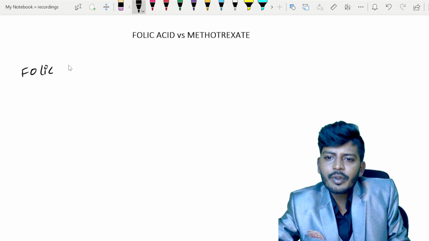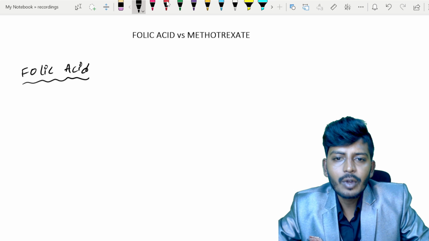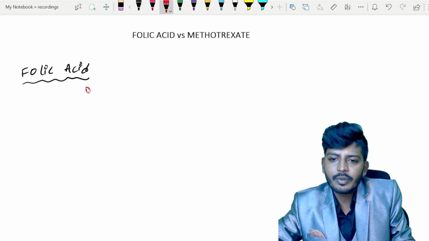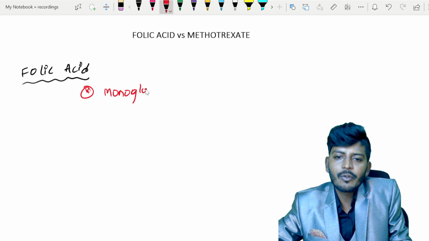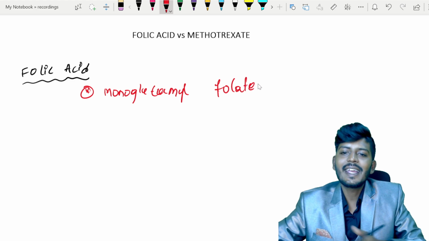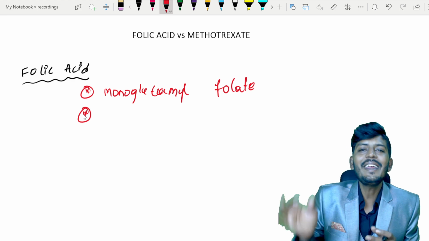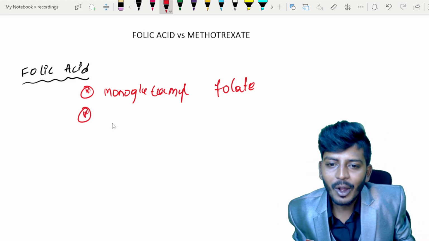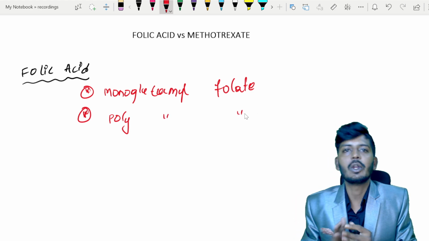So folic acid comes from where? Yes, of course, folic acid comes from the food. From the food, whatever folic acid comes, it is in two forms. What are the two forms? Something called monoglutamyl folate. Monoglutamyl folate, okay, so that is one thing. And the second thing, it can be in the form of polyglutamyl folate. So we have monoglutamyl folate and polyglutamyl folate.